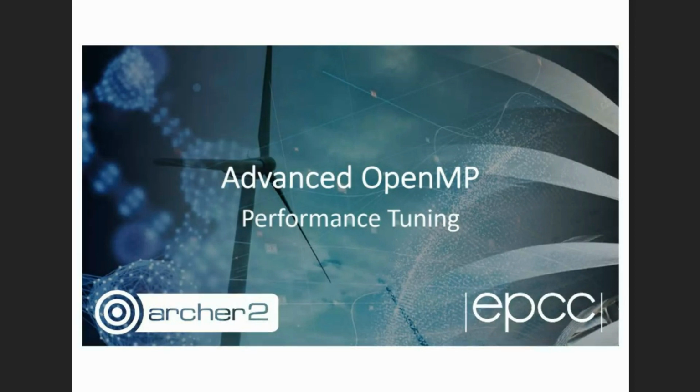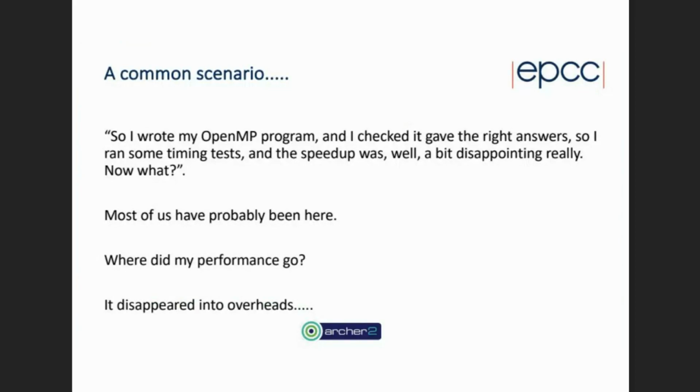Okay. Right. Performance. Here we go. So I guess most of you have some experience of developing OpenMP, so maybe you've been here. I wrote my OpenMP program and I checked it gave the right answers, and then I ran some timing tests, and well, the speed up was a bit disappointing. Now what do I do? Where did my performance go?